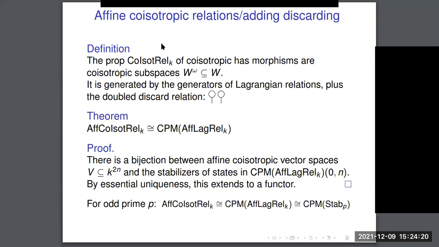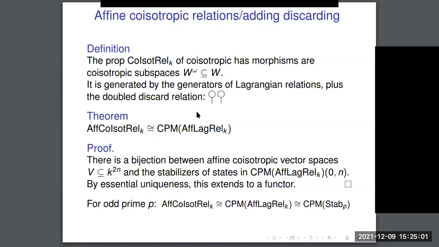of coisotropic relations. And the idea is you add as a generator this double discard thing. So this is one wire that discards the position and the momentum. And of course, you can also add the affine stuff and get a category of affine coisotropic relations. And there's this result that we showed that the affine coisotropic relations are the same as CPM of the affine Lagrangian relations. So instead of doubling to discard, you can just straight up add the discard relation.